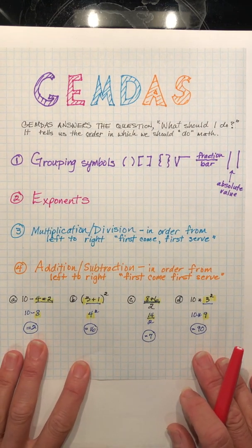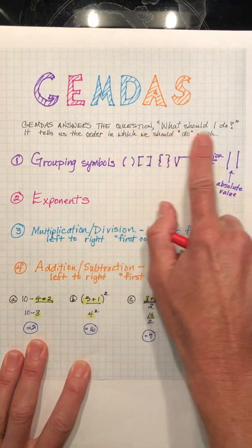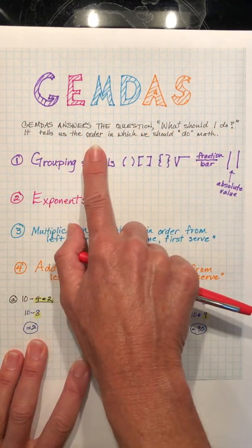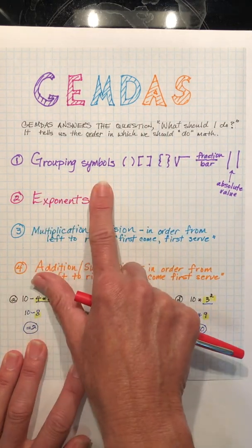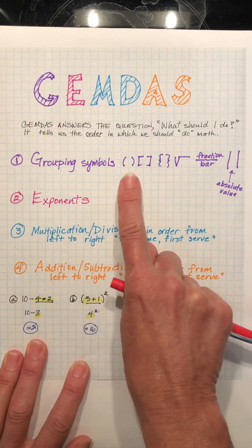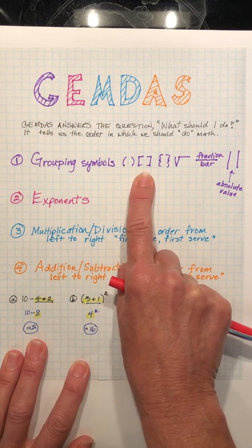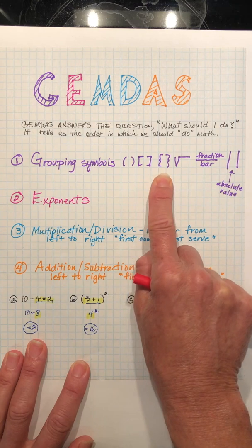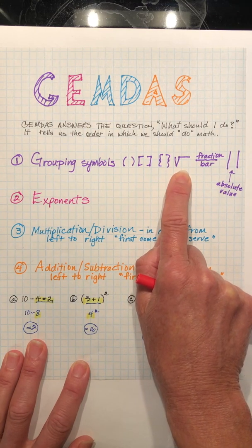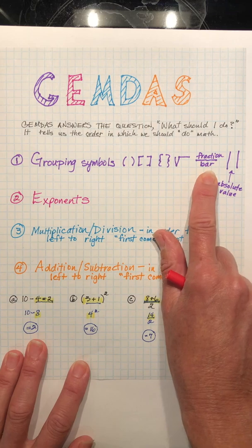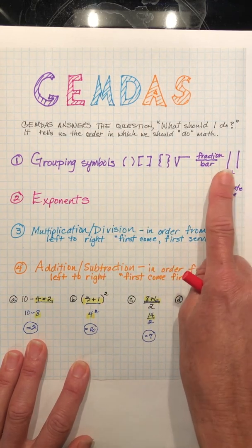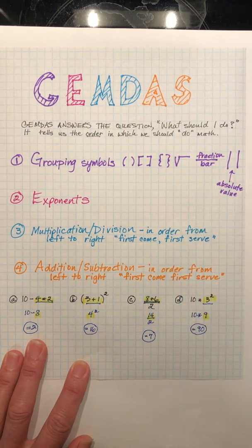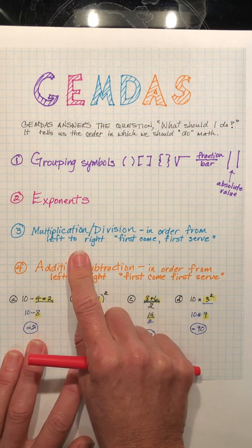So GEMDAS. GEMDAS answers the question, what should I do? It tells us the order in which we should do math. So first we have grouping symbols. That's the G. It could be parentheses. It could be brackets. It could be braces, a radical sign or square root symbol, a fraction bar, or absolute value. So if you see any of those symbols in an expression, you'll need to do what's inside those symbols first. Next comes exponents. Next comes multiplication and division.